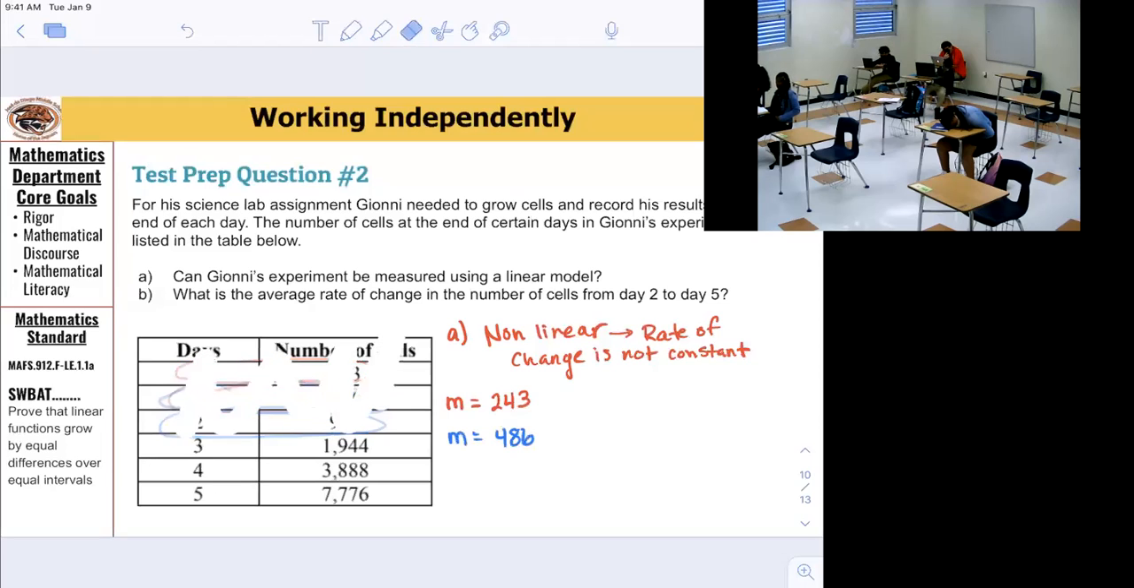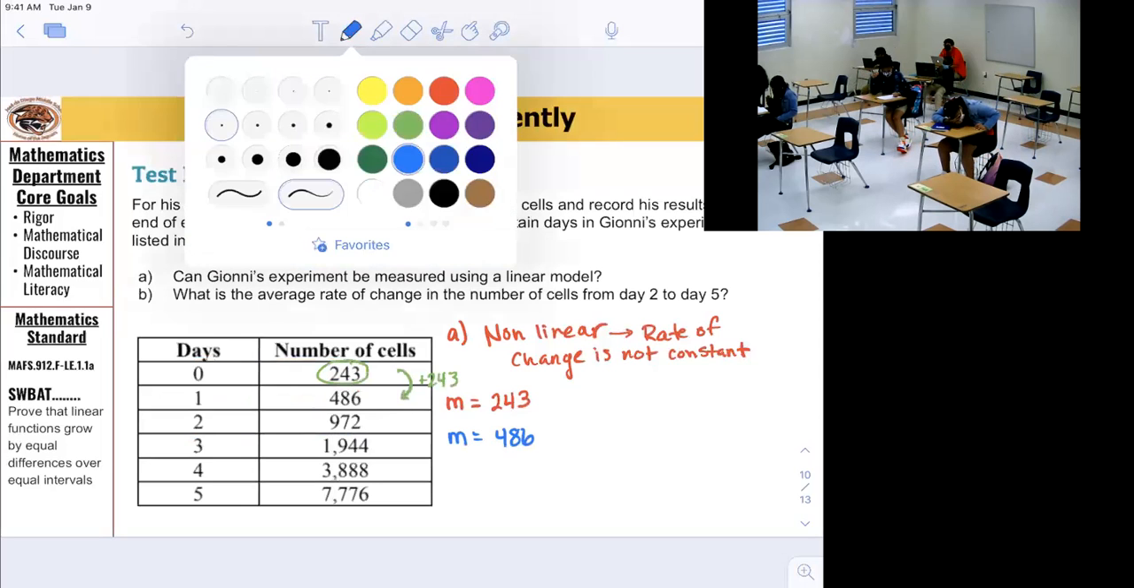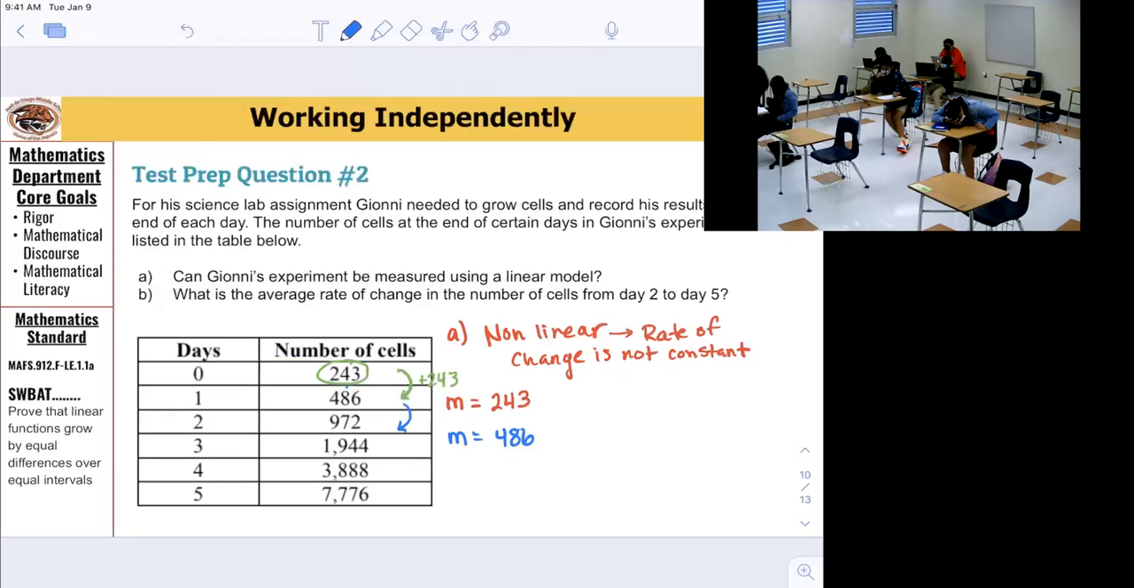Did anyone notice a different pattern that might have been going on? Every time you subtract, you get the first number. Yeah, so if you notice, the rate of change from here to here was 243, which is this first number. The rate of change from here to here was 486, which is that one.